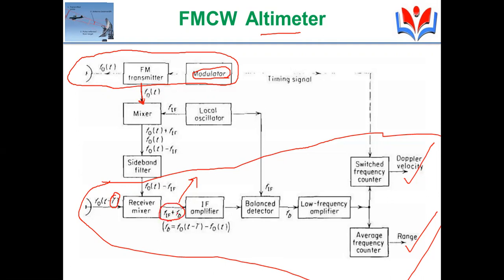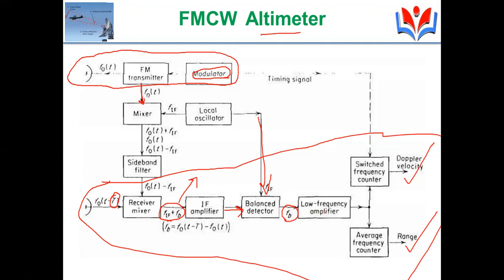f B is nothing but the beat frequency, and f IF plus f B is given to the IF amplifier, since we need to strengthen the signal because the received signal is very low in amplitude. Once it is amplified, it is given to the balanced detector, where f IF is one input from the reference local oscillator, and f IF plus f B is the other input. So we will have sums and differences. In that case, f IF will be cancelled out, and we will have only the beat frequency. I said the beat frequency contains both the range frequency as well as the Doppler frequency.